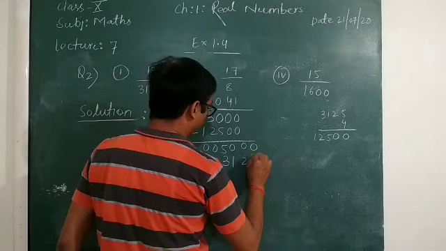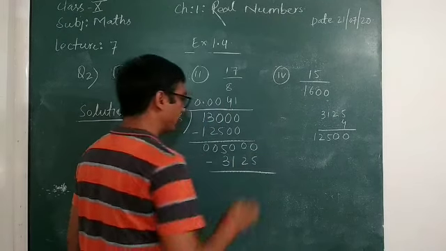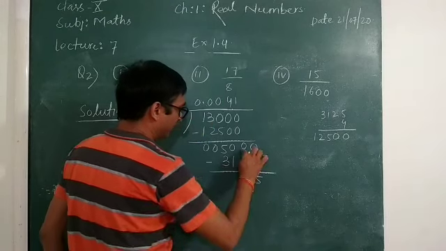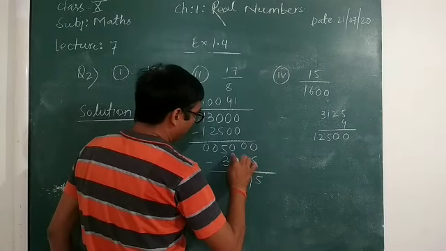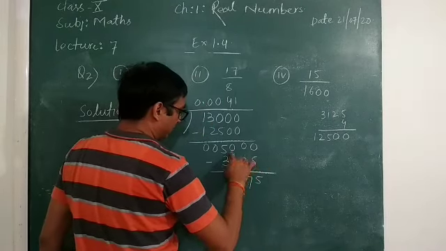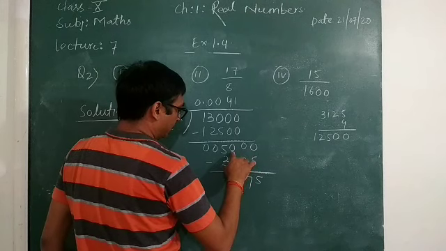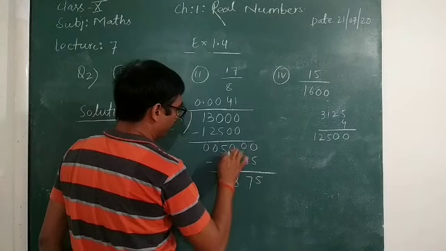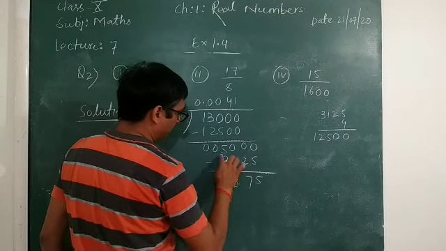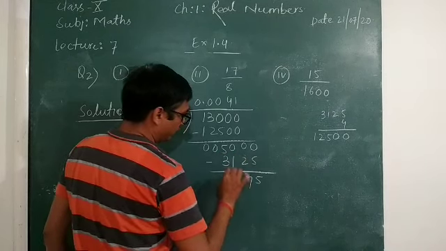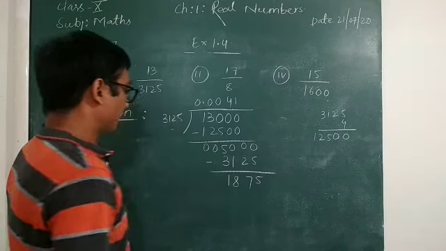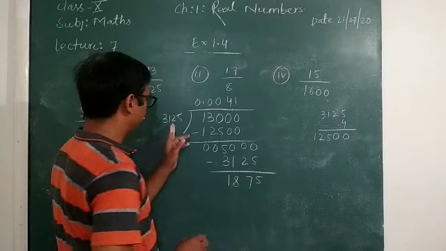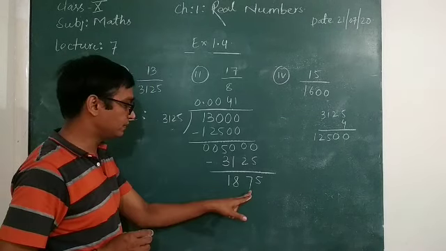You make minus. So it will be 10, 10 minus 5, 5. It will be 9, 9 minus 2, 7. This is also 9, 9 minus 1, 8, and this will be 4. So 4 minus 3 will be 1. So this is 1875.